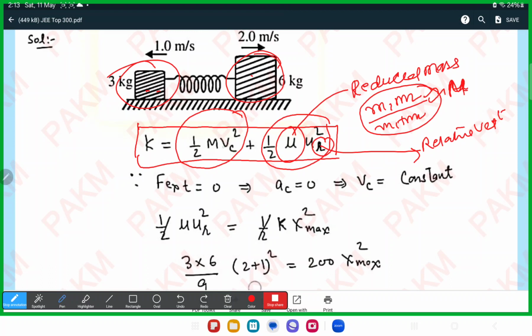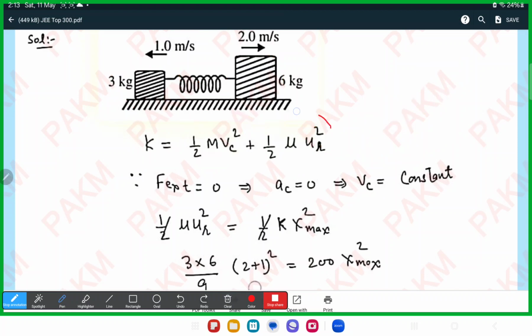So here we can say since no external force is applied, acceleration will be zero, so velocity will be constant. Means both were moving. We can say center of mass velocity will be constant. So there's no role of extension and compression of the block. Only the second term is responsible for extension or compression of the block. That's why I have equated this velocity: half mu vr square is equal to half k x square max.